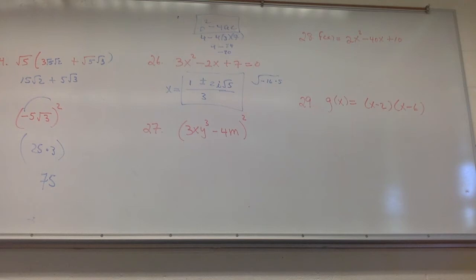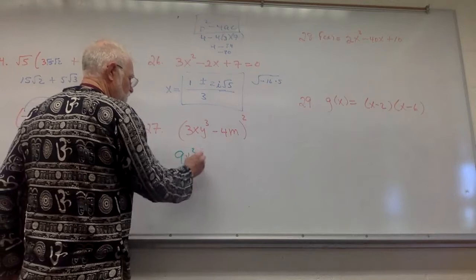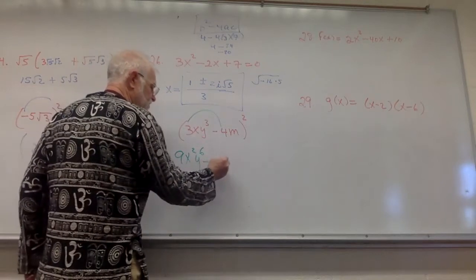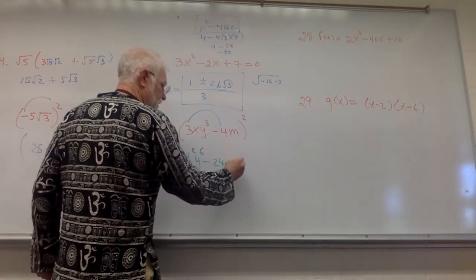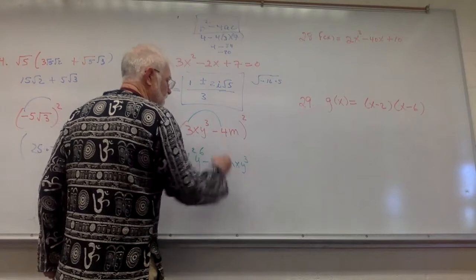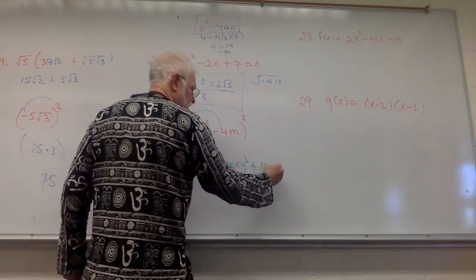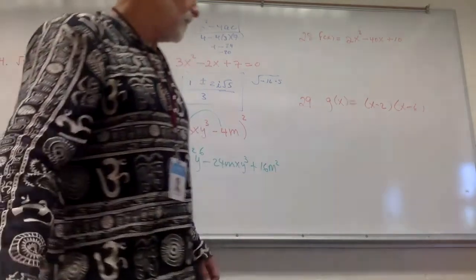I'm so excited. 9x squared y to the 6th. Square the first term. Oh, I got a shock. 9x squared y to the 6th. I'm going to look at the product. Minus 12. I'm going to double it. Minus 24. I'm going to put the m first. M x y cubed. Squaring that gets me a positive. Squaring that gets me 16. Squaring that gets me m squared. I think we're pretty good at that. Yep, everybody can see that.